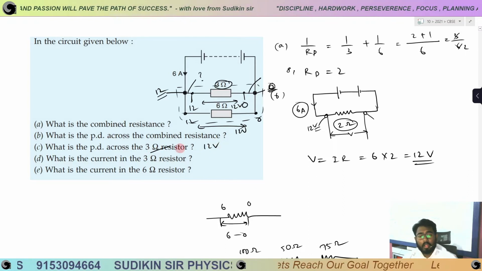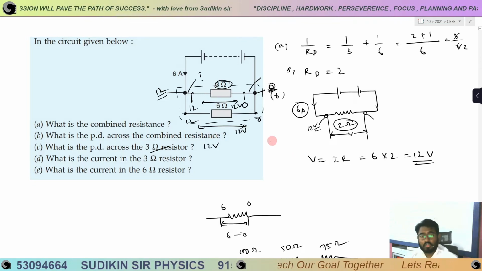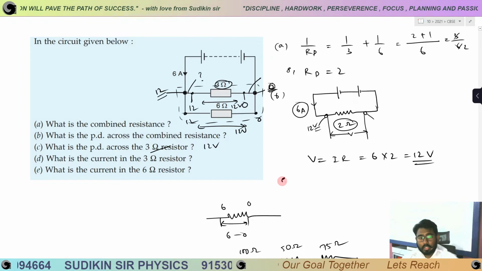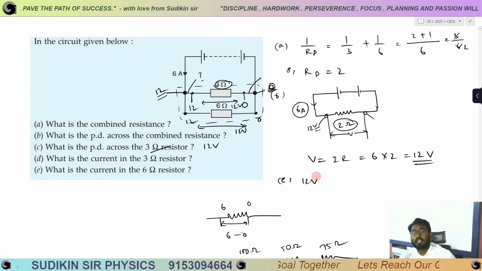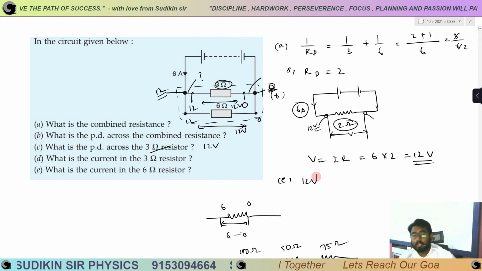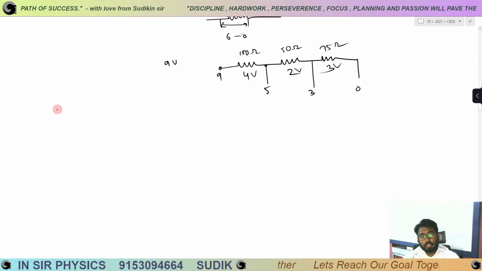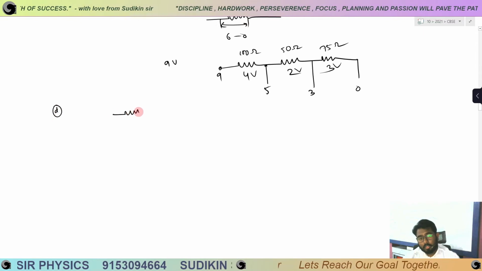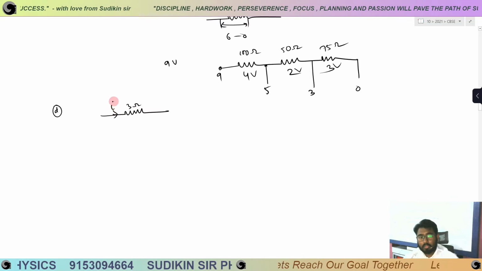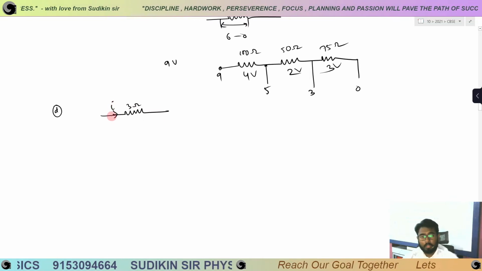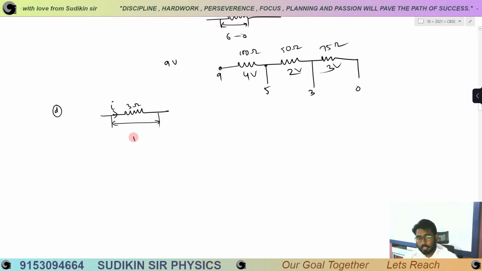And potential difference, they have asked this one only. So have we done part C? Part C is also 12 volt. Are we clear? Now they are asking what is the current in the 3 ohm resistor. We have done it already. See, for the 3 ohm resistor, this is part D. This is a 3 ohm resistor, right? Some current is flowing through it. I don't know what current, but the potential difference across it is 12 volt, right? We have just found it out.